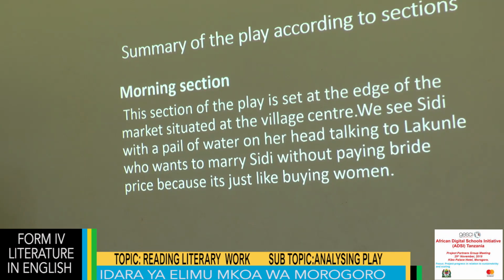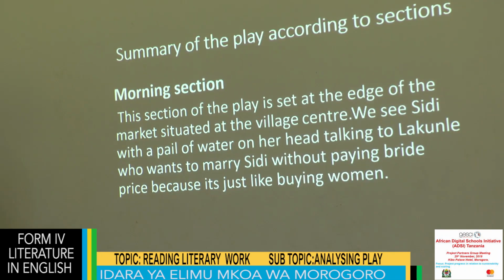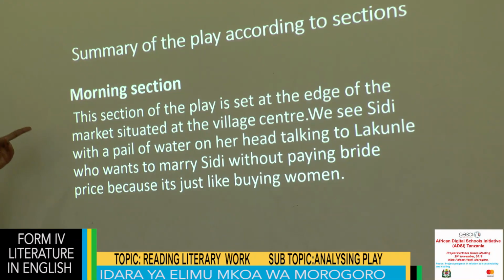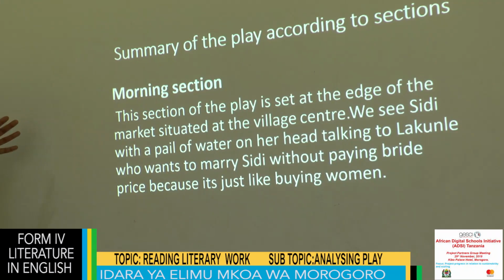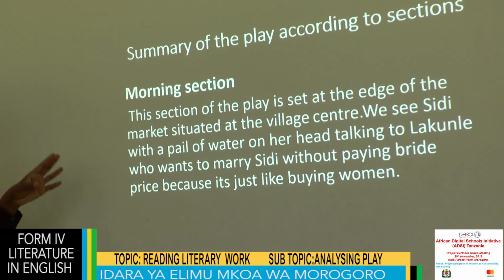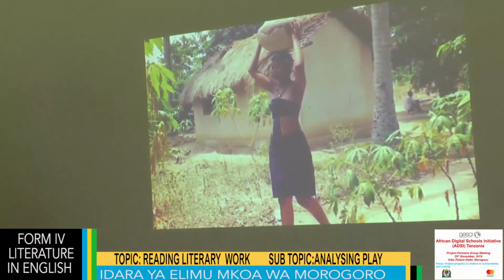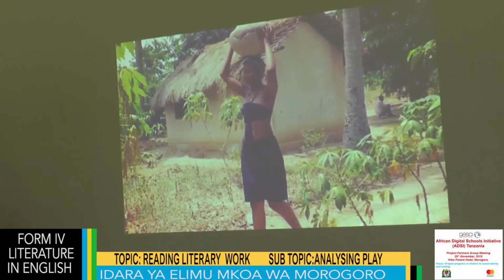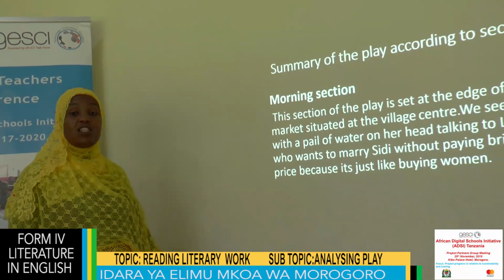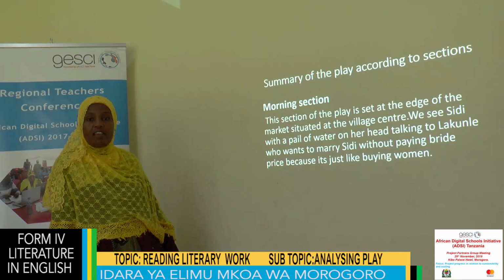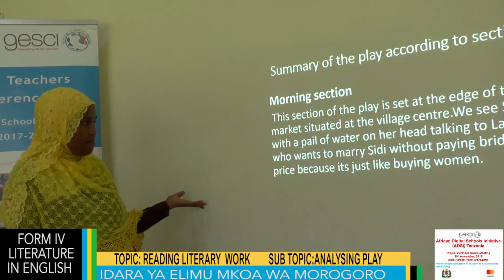In this section of the play, it is set at the edge of the market situated at the village center, the place where this activity takes place. We see that beautiful girl, Sidi, carrying a pail of water on her head, as you see in the picture. This girl meets Mr. Lakunle, the school teacher, who wants to marry her, but the man has refused to pay the bride price.